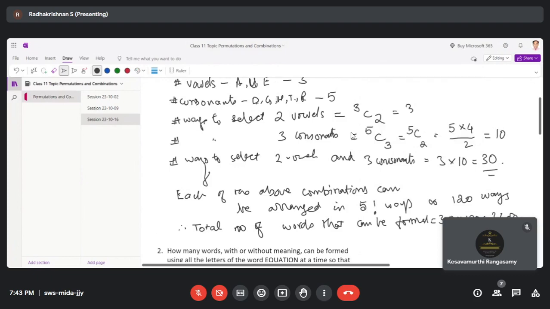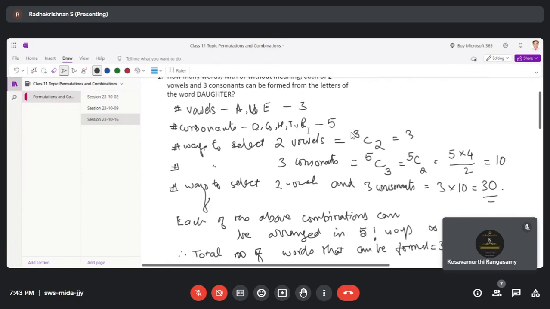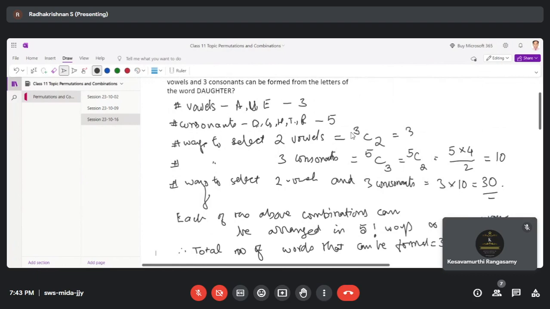Okay, so this is a common problem that involves both permutation and combination.